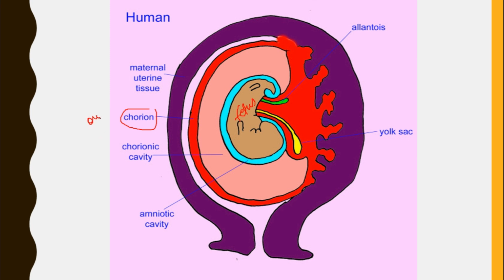Chorion is the outer layer. The function of chorion is to separate the maternal decidua and the uterus from the amnion. The maternal uterine tissues are here, and this is the yolk sac, and this is the allantois. Yolk sac means the umbilical vesicles. Here we can see the amnion, the chorionic cavity, chorion. This is the structure of fetal membrane with the fetus.